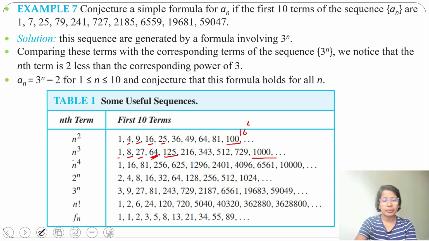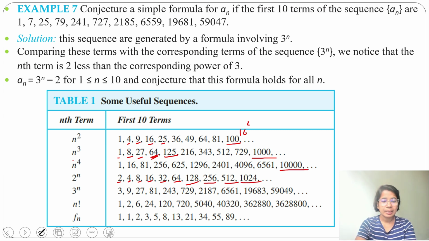Next n power 4, the sequence is 1, 16, 81, 256, 625, 1296, 2401, 4096, 6561, then 10000. Next 2 power n: 2 power 1 is 2, 2 square is 4, 2 power 3 is 8, 2 power 4, 16, 2 power 5, 32, 2 power 6, 64, 2 power 7, 128, 2 power 8, 256, 2 power 9, 512, 2 power 10, 1024.